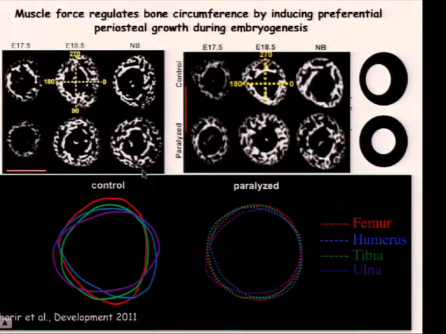And just to emphasize that, we outlined the different circumferential outlines of the different bones together, and you can see that each one of them has a very unique stereotypic shape. However, when you compare the paralyzed circumference, you can see that there is no difference, namely that muscle load is very important in that sense.